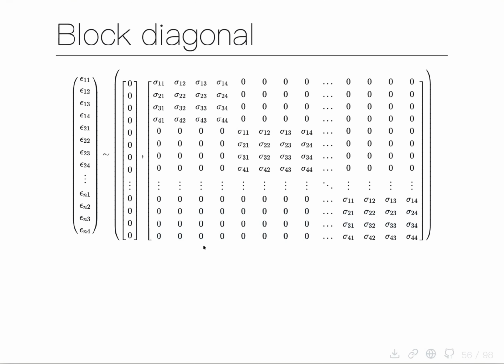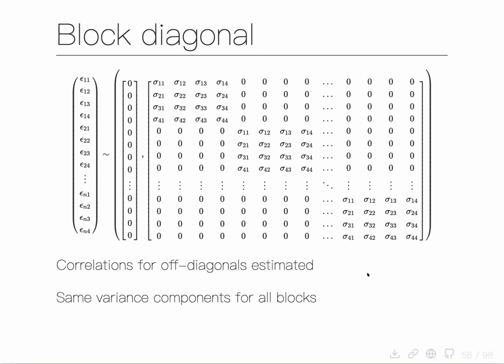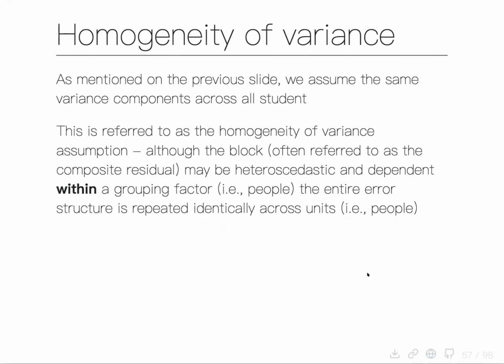But within a student, we're not making that assumption. Okay, so we have these correlations that are estimated for the off diagonals, and then we have the same variance components for all blocks. And the out of block diagonals are still 0. So that block being the same for all students is what's called the homogeneity of variance assumption.